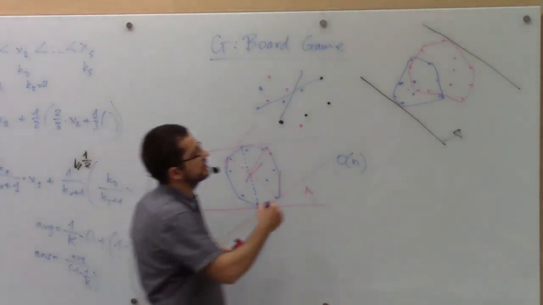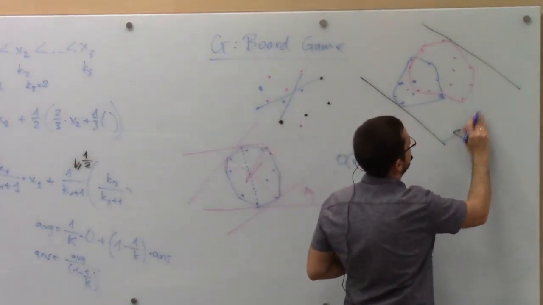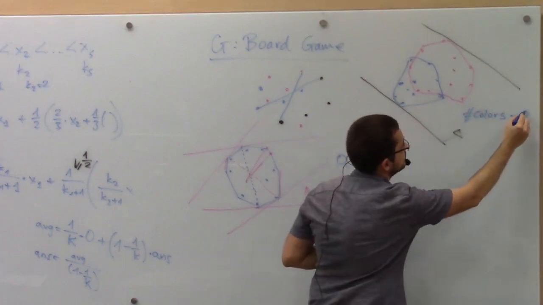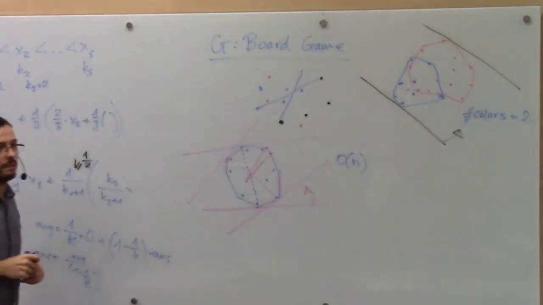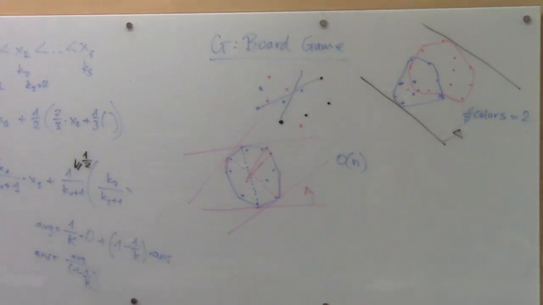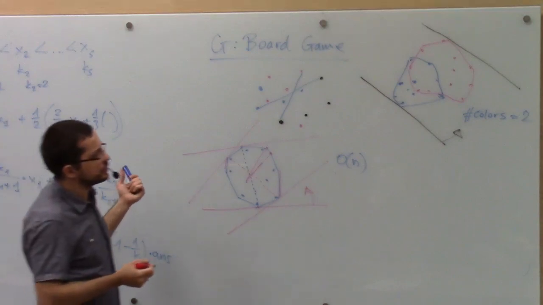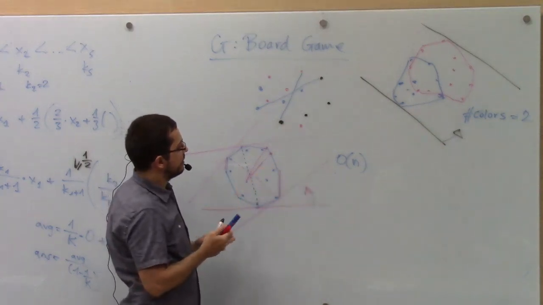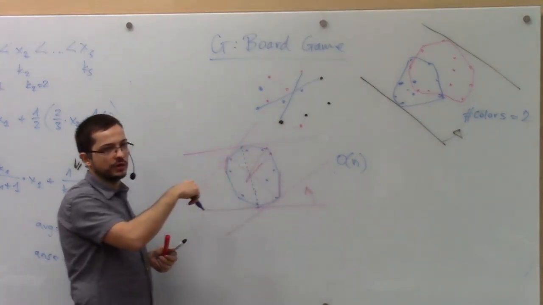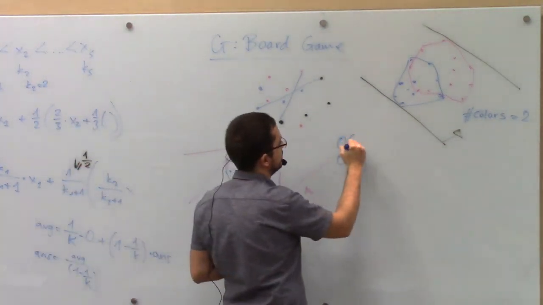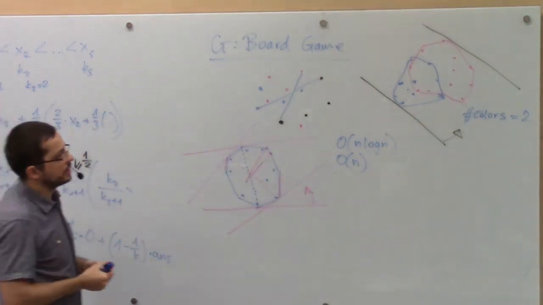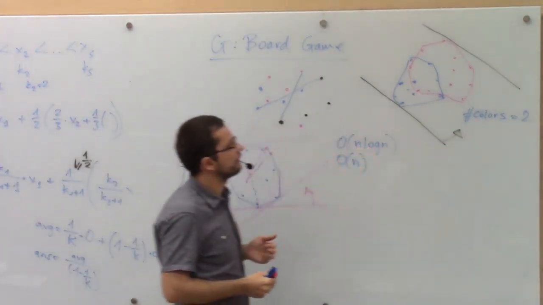Okay, so this is the case where the number of colors is equal to 2. The rotating part is linear, but of course we need to calculate the convex hulls first. So this will give us an n log n algorithm, because we need to find the convex hulls. So for two colors we have n log n.